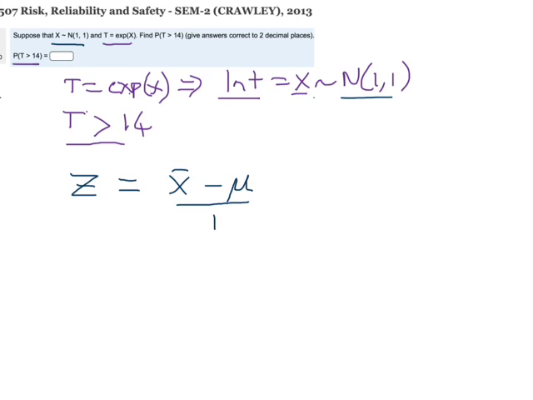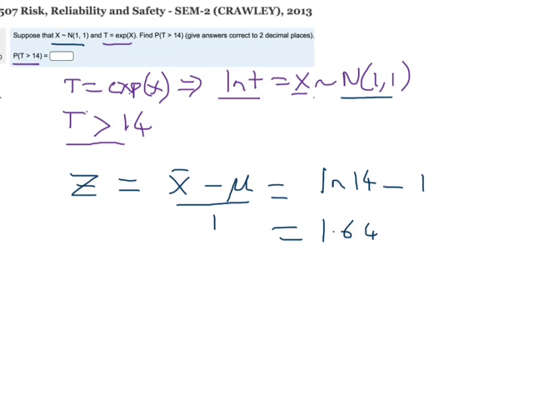So what's our x bar? Well, instead of putting in t is equal to 14, we just need to put ln of 14, because that is the variable that is normally distributed, minus the mean, which is 1. It's all divided by 1, so we don't have to worry. So it's just ln 14 minus 1. Let's see what that is. Ln 14 minus 1 equals 1.64 will do.